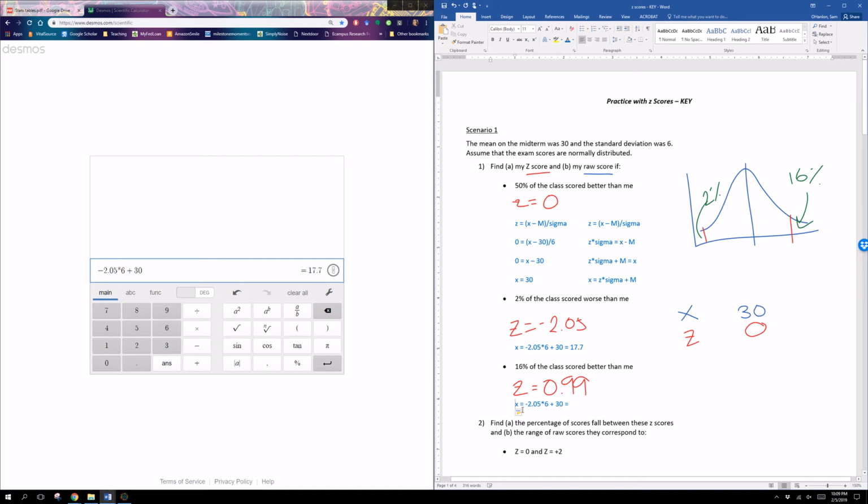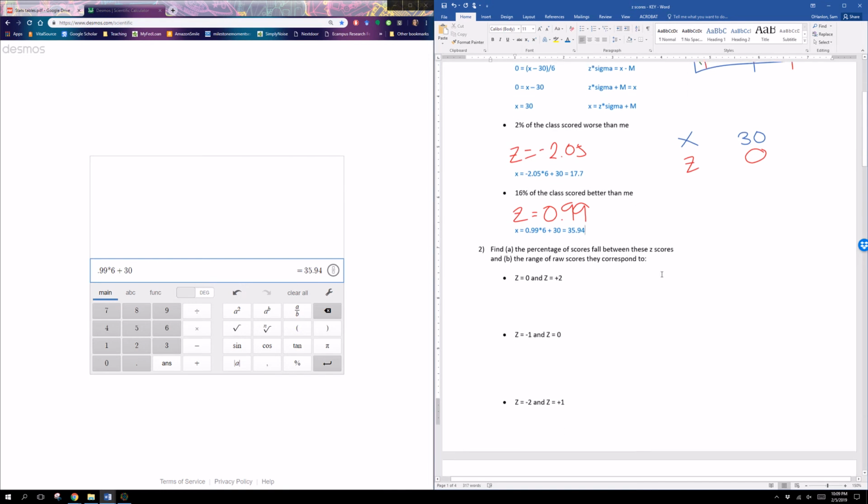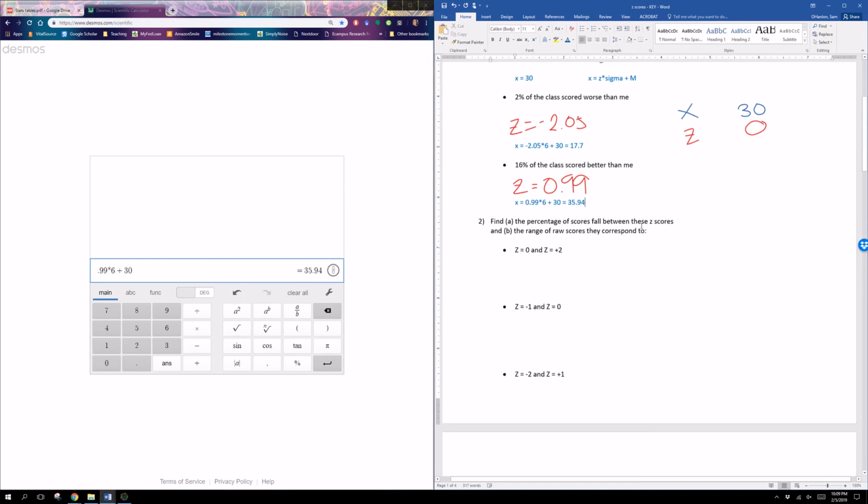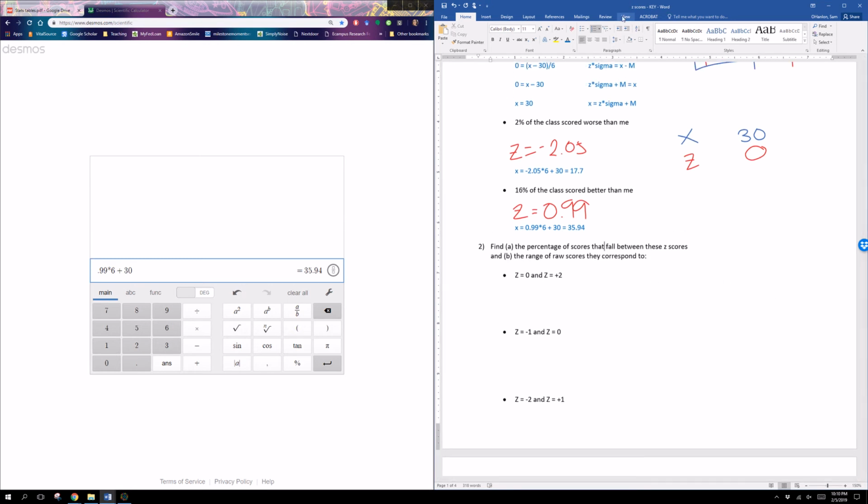So we can take that same equation and we're switching out our z-score. Here we've got a z-score of 0.99. Going over to our calculator, I can just replace that z-value, and we've got our answer of 35.94. Okay. Find the percentage of scores that fall between these z-scores and the range of raw scores they correspond to. Okay.